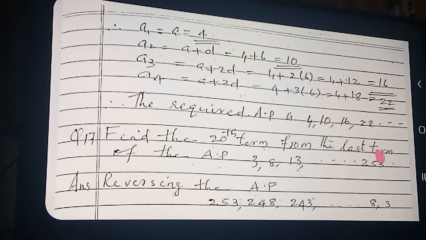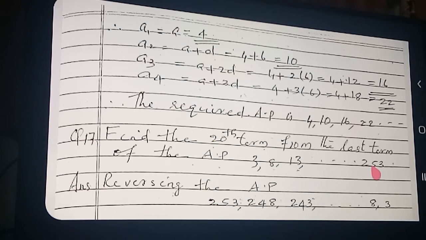From the end, from the last, same word meaning only. So you want to find out the 20th term from the last term, or from the end of the AP. This is already known to be a finite AP, up to 253 only given. So it is a finite AP, and you want to find out the 20th term from the last.